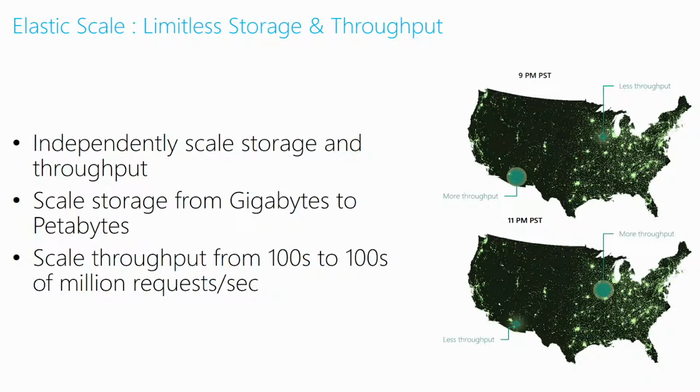With respect to throughput, you can scale throughput from hundreds to hundreds of millions of requests per second. Let's take an example of an application that has some peak hours during certain time of the day. You can provision the application such that you have hundreds of millions of requests per second provisioned during that time of the hour, and back down to 10,000 or hundreds of requests per second during the other hours.